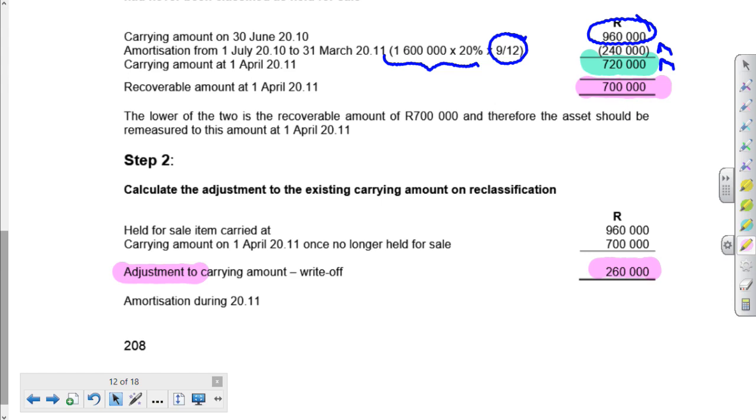Because remember, I had transferred it out of intangibles into non-current assets at 960. It had stayed 960 for the 9 months. At 1 April, it was still 960. Now I want to take it back. What do I have to take it back at? I have to take it back at 700. So I first have to write off 260 so that I can take it back at 700. The way it works is that I write off first and then I take it back. Whatever impairments or write-offs happen in non-current assets held for sale, in my intangibles note it would just be a transfer from non-current assets held for sale, 700. And then I'd amortize from there, over the remaining life.